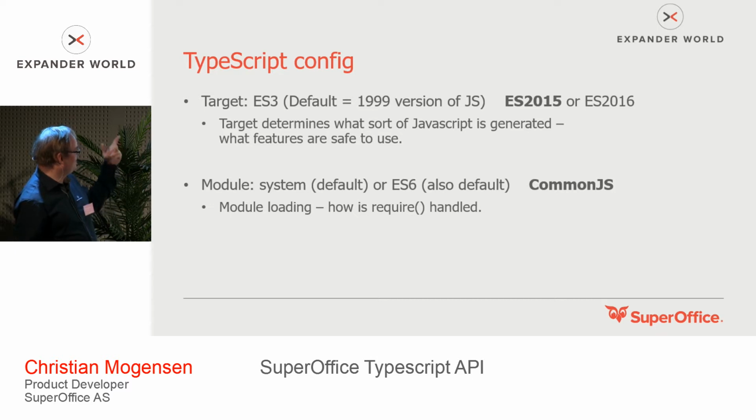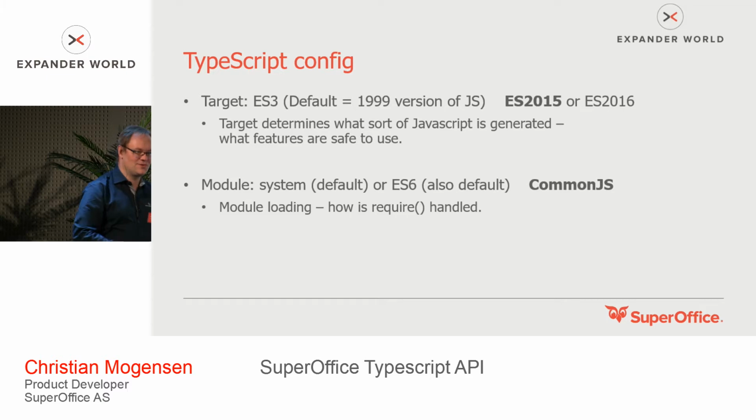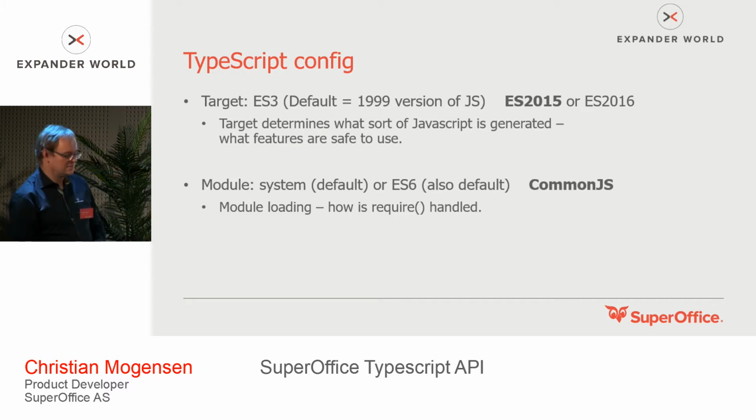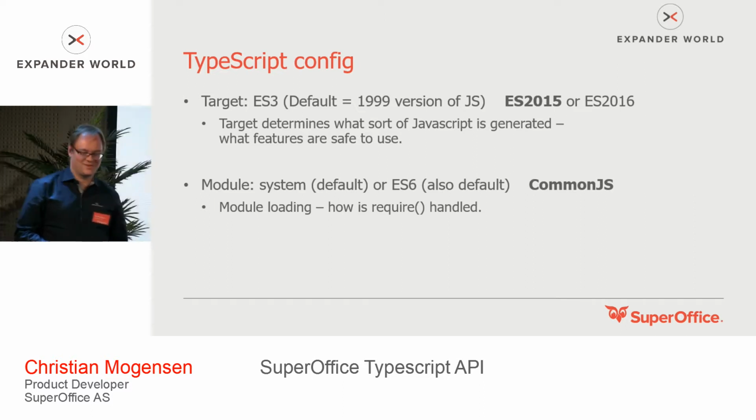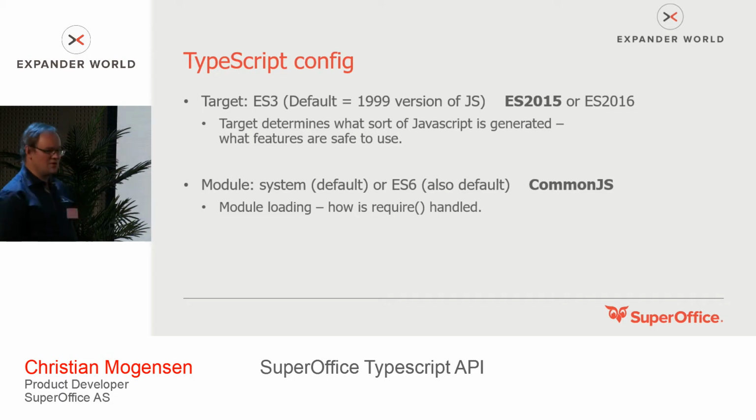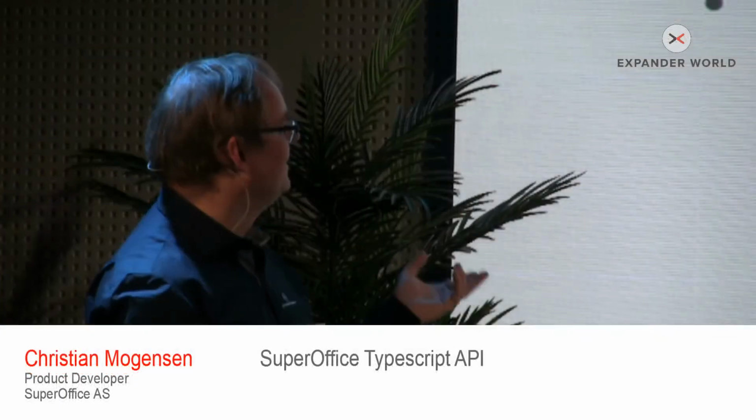So there are two things. One is the target, which basically is what kind of JavaScript are you going to output. ECMAScript 2015 or 2016 is a fairly nice modern variant of JavaScript, and kind of what Node supports natively. And in fact, what most of the browsers support nowadays is these things. IE11 is the only one which is not quite there yet. And no one should be using that anyway.